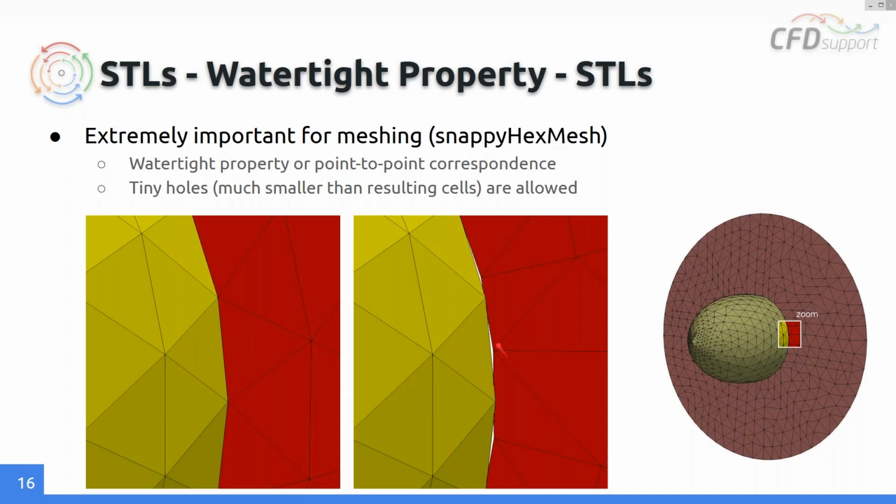Or you can also generate some STLs with tiny holes. The holes are really tiny. What does it mean? If the holes are much smaller than the resulting mesh at these parts, then it's also okay for snappy hex meshing. But keep in mind, if you want to be sure, you need a watertight geometry.